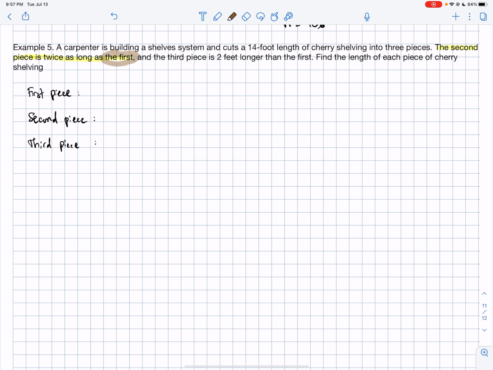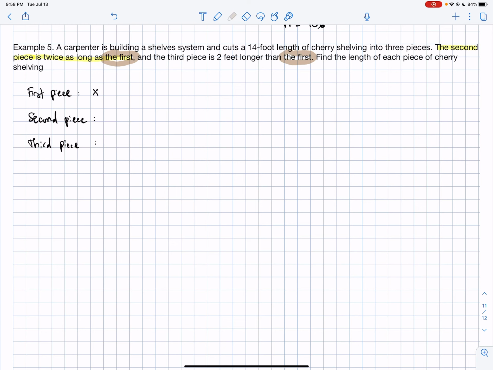So I will highlight this more. And the third piece is 2 feet longer than the first. Once again, they give you some information about the third piece, but not the first. So the first piece is the one that we know the least information about, so we will assign X for this.